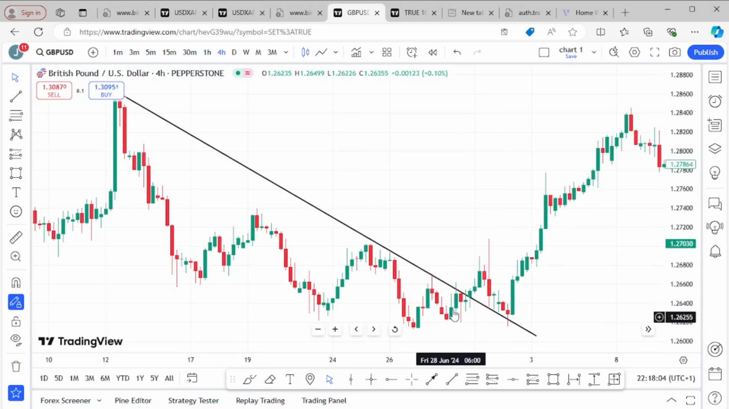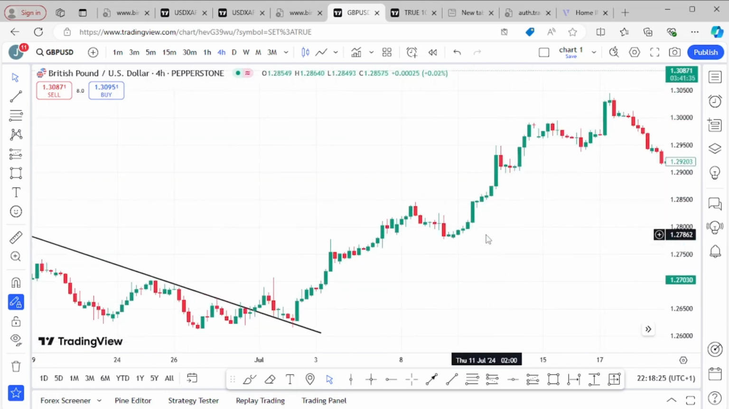So it's possible to have 4 touches or 5 touches, but at least what we want to see is the first one and the second one, and if possible the third one. The more it's touching it, it indicates the strength of the trend line. The more the touches, the stronger the trend line is.